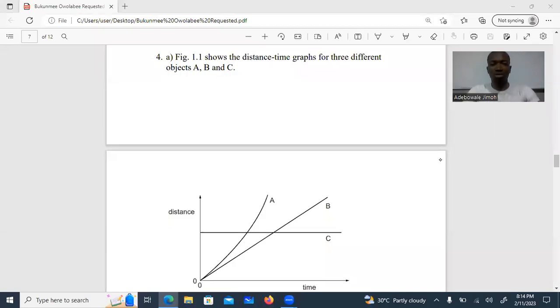So welcome to the continuation of our work on motion. We were solving questions on motion. We have solved questions 1 to 3, and now we'll be starting with question number 4.